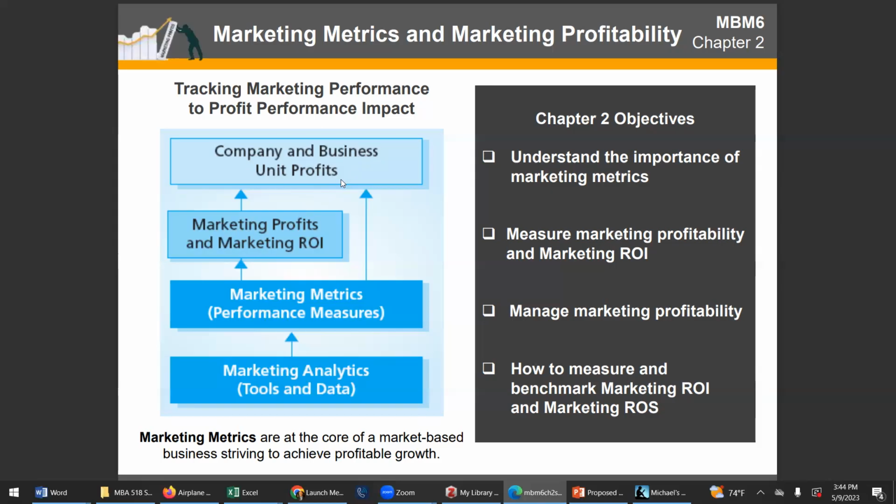Okay. And so this is going to be, for most if not all of you, a very new way of looking at running a business. And that is, again, leading with marketing metrics and seeing how those metrics drive financial metrics, and thus the way that we measure profitability. Okay.